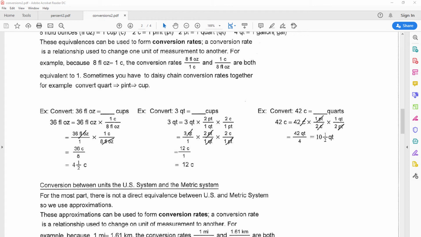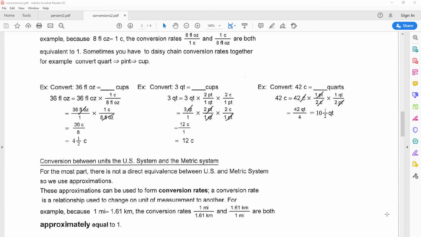Now, next thing we're going to look at here is a conversion between US system and the metric system. There isn't a direct relationship between equivalence between US and metric, so we use approximations. And these approximations can be used to form conversion rates. Our conversion rate is a relationship used to change one unit of measurement to the other. So we have 1 mile is equal to 1.6 kilometers, and here we have our conversion rates. They're approximately equal to 1.